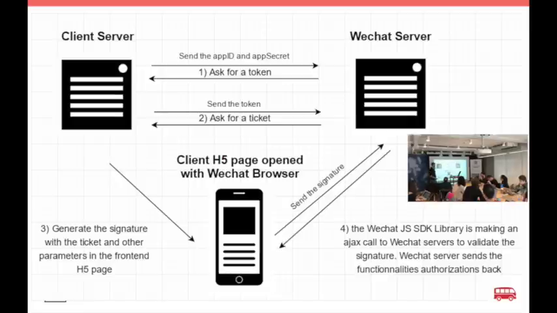Once you have this token, you store it during 2 hours on your computer or your server, and then you will ask something else to WeChat using your token. It's a ticket. What's the difference between the token and the ticket? The token is more about who I am, telling WeChat, I'm this person, this official account, I can access your functionalities. The ticket is, I have access to the functionality, and I'm asking for a ticket to use one of your functionalities. So the ticket is also valid for 2 hours.